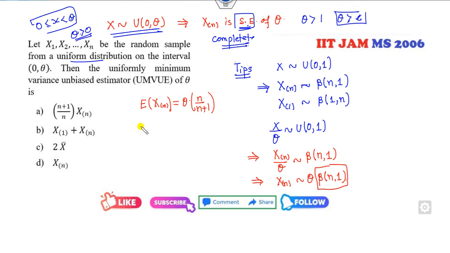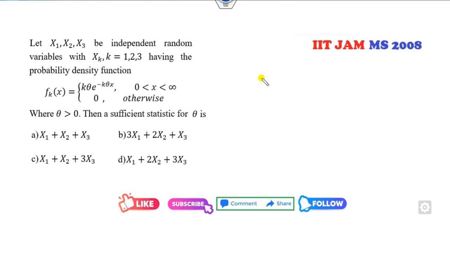Now clearly, my target is to make this theta. How can you make it? If I divide it here, you can see this is my theta and this is my target. So what is the right answer? A is my right answer. Always remember how you can prove the sufficient estimator. If you know some tips, then you can do it, otherwise I will explain it to you.